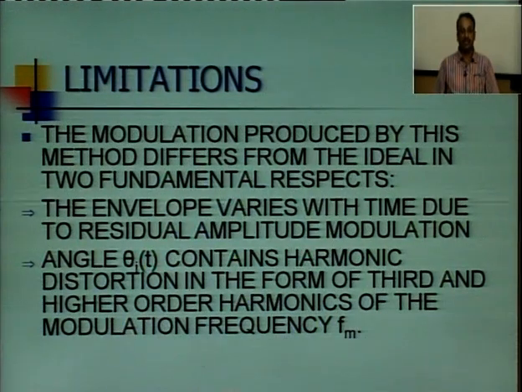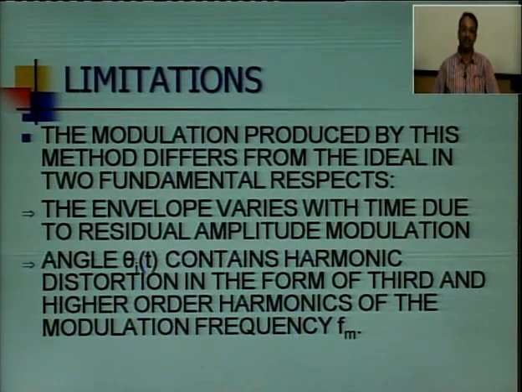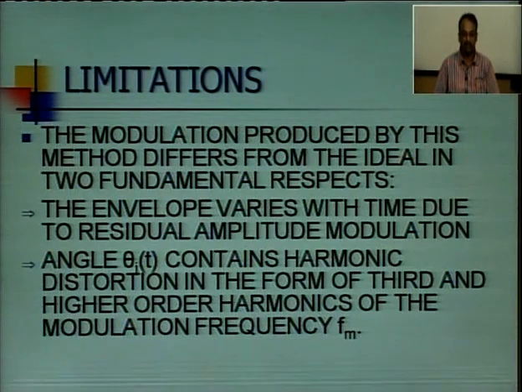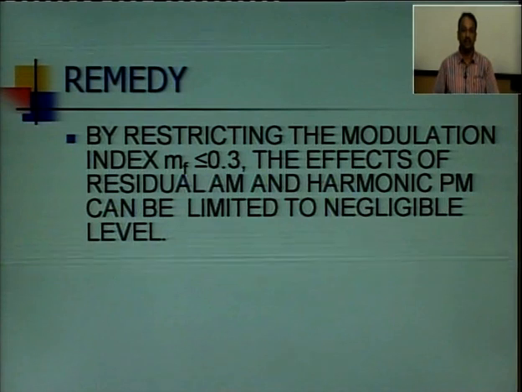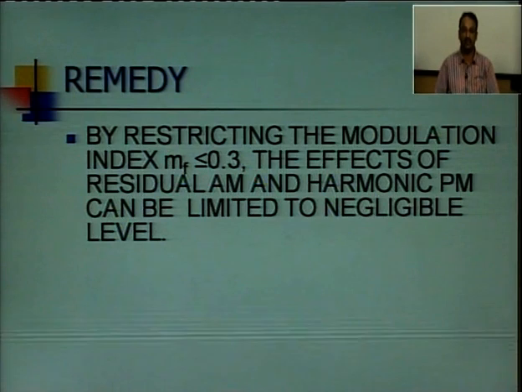So, the limitation is that the modulation produced by this method differs from the ideal in two fundamental respects. Number one, the envelope varies with time due to residual amplitude modulation, because we use a balanced modulator. So, in the balanced modulator we get an amplitude modulation. Number two, the angle theta i(t) contains harmonic distortion. These are the two limitations of this method. By keeping the modulation index equal to or less than 0.3, these two limitations can be overcome.